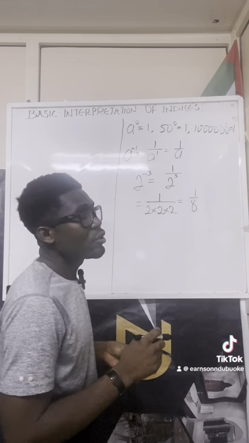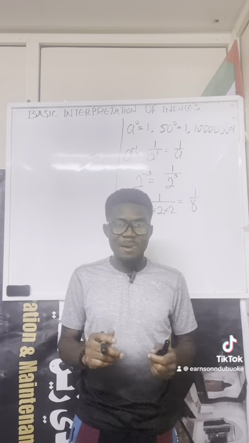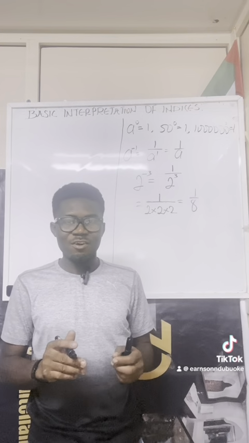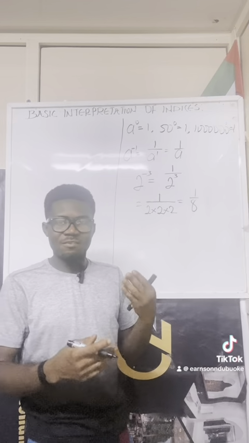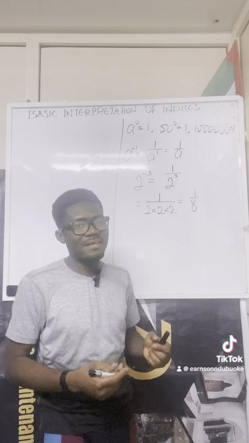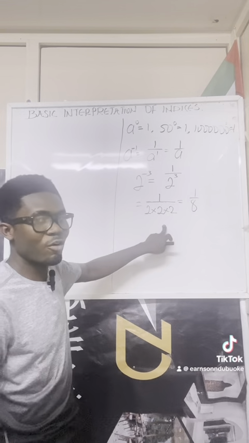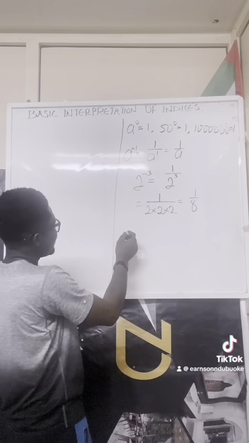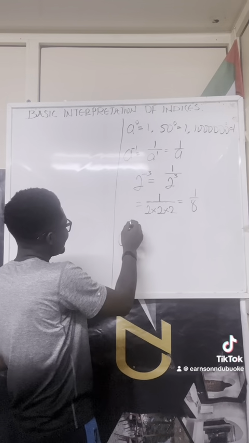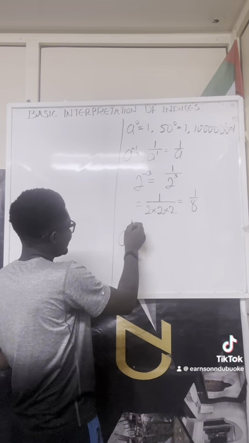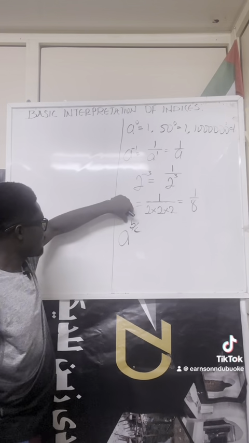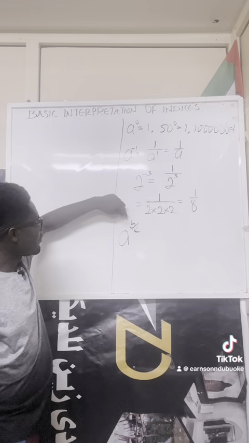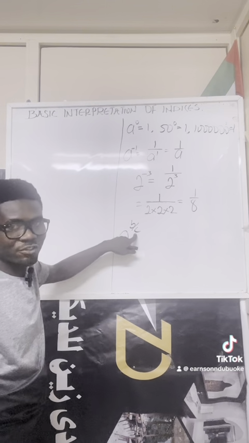So we say that numbers with fractional power can be written by taking the denominator of the fraction. As an example, when you have a raised to the power of b over c, this is a number with fractional power because b over c is a fraction.